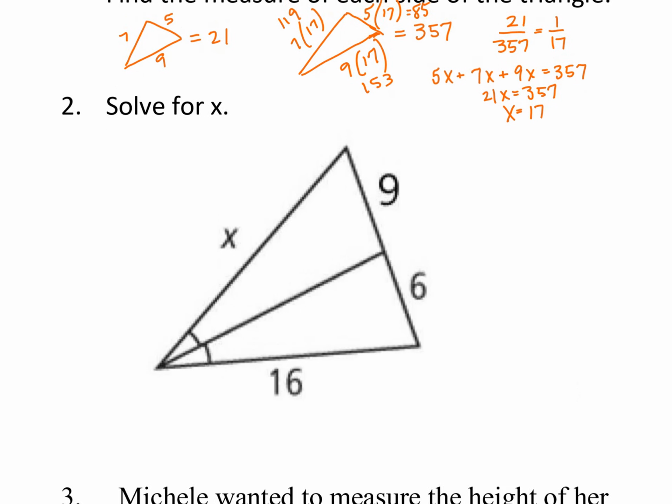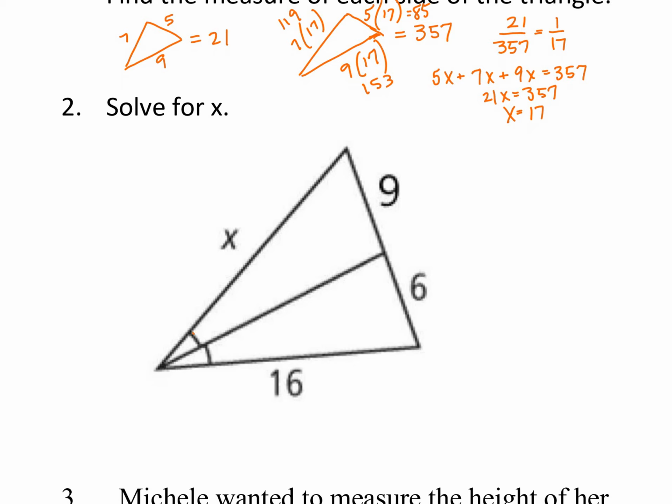All right, solve for x. We have a triangle that has been bisected by an angle bisector. So this is bisecting the angle, but not necessarily the side. I'm going to say a ratio that x is to 9 as 16 is to 6. I could cross multiply here, but it's easier to just multiply both sides by 9. In my calculator, 16 times 9 divided by 6 is 24. So the value of x is 24.